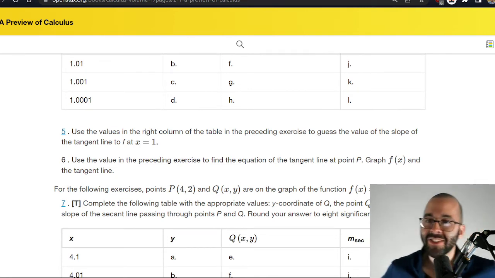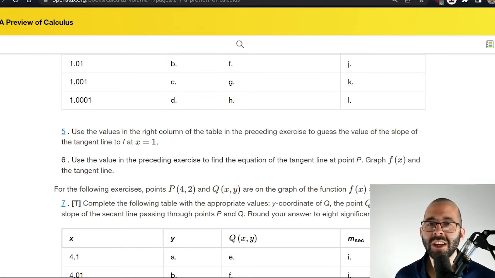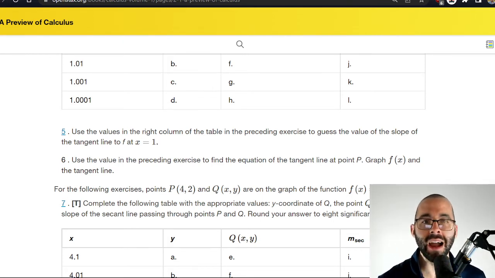Number 6 is good. Use the value in the preceding exercise to find the equation of the tangent line at that point and graph it. All right, I need to make a note of this. Hopefully you already have the note on this. You can just graph with Desmos. But for number 6, let's skip straight to 6.